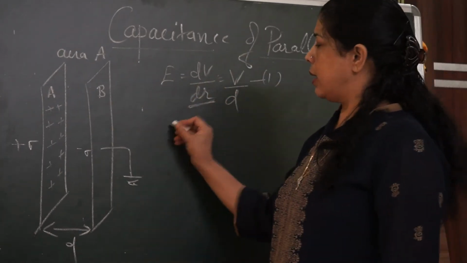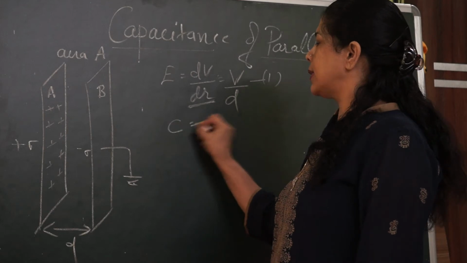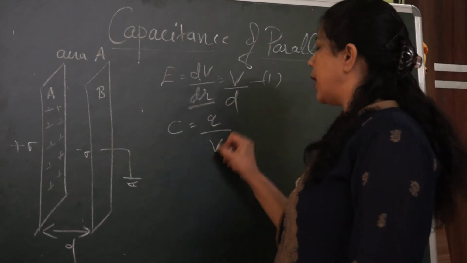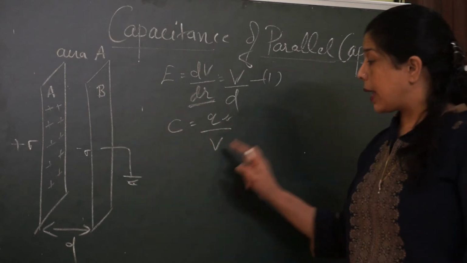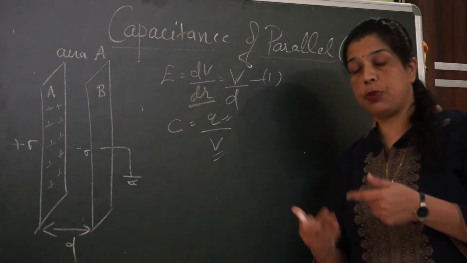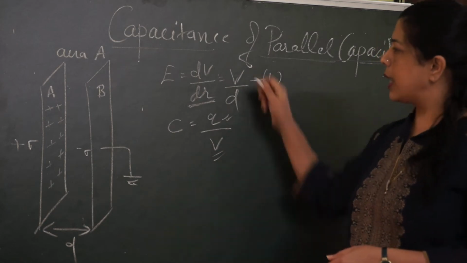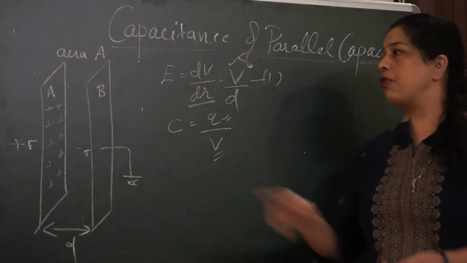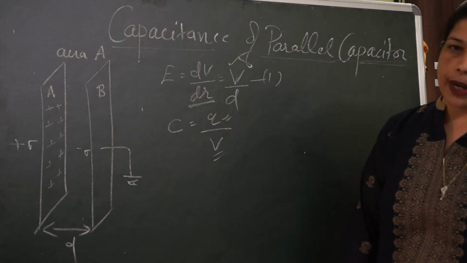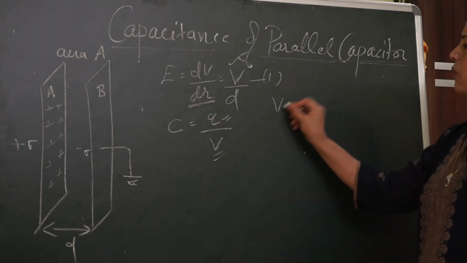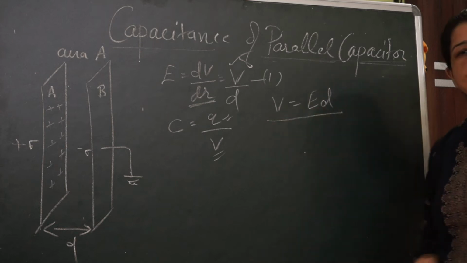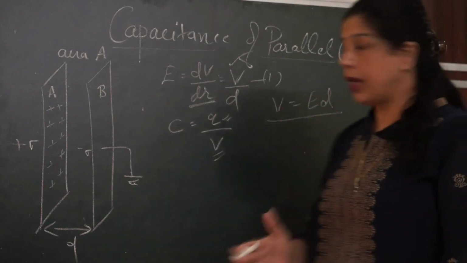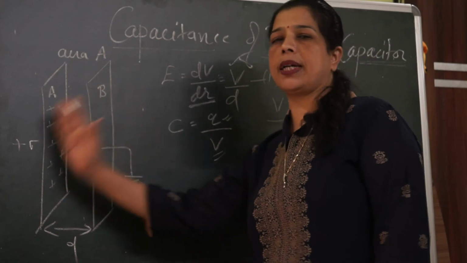Now again we know that capacitance is Q by V. Charges we are giving to the capacitor, no problem, but I want to know how much the PD will change, meaning what will be the potential. For that I will start my derivation from E is equal to V by D. So from equation 1, V is nothing but ED. E is the electric field between the plates of the capacitor.